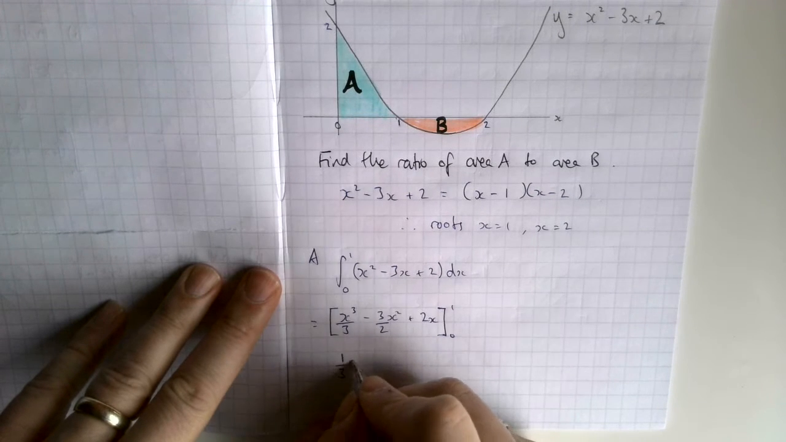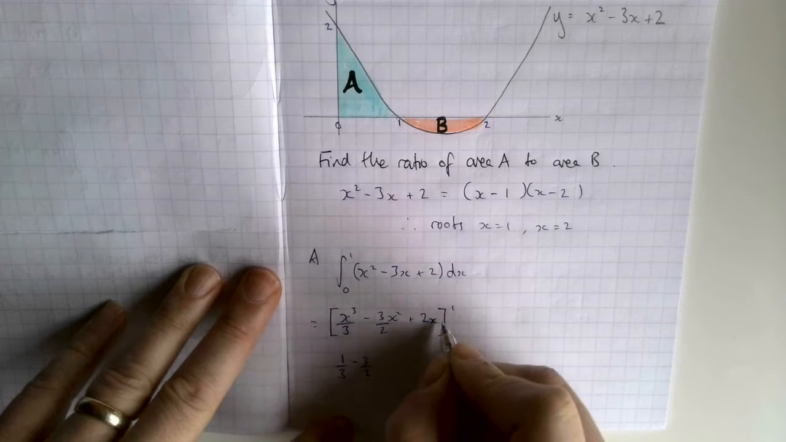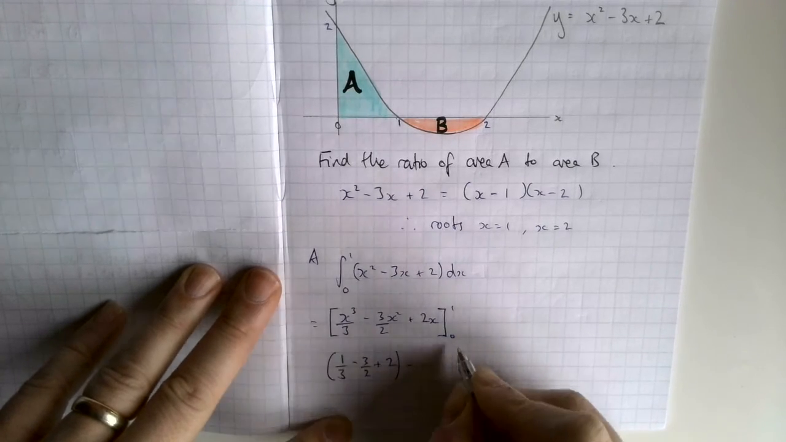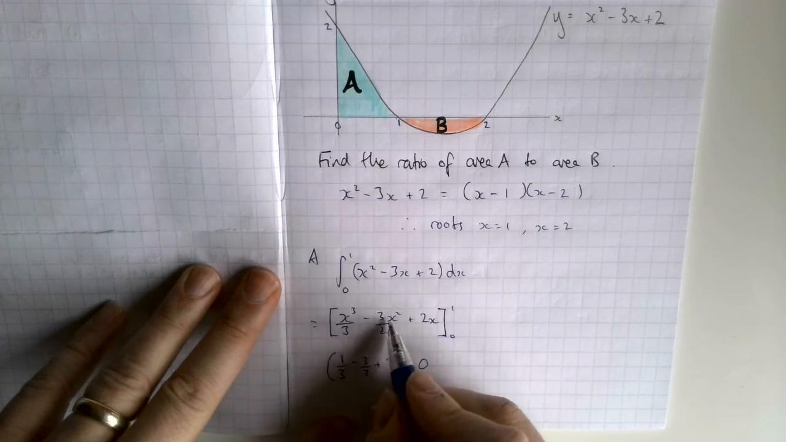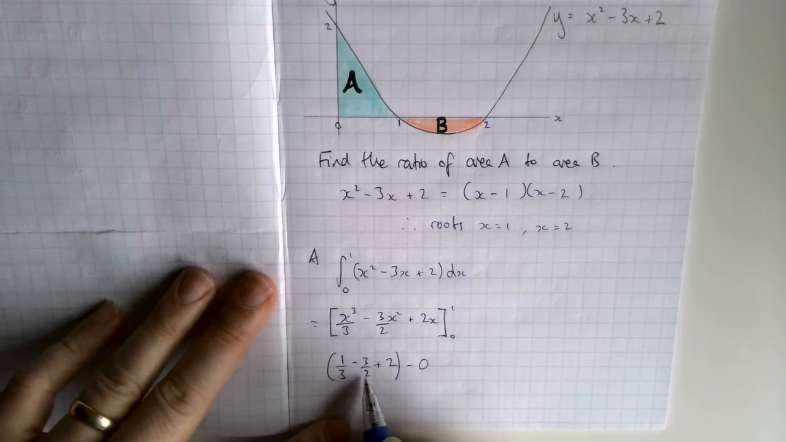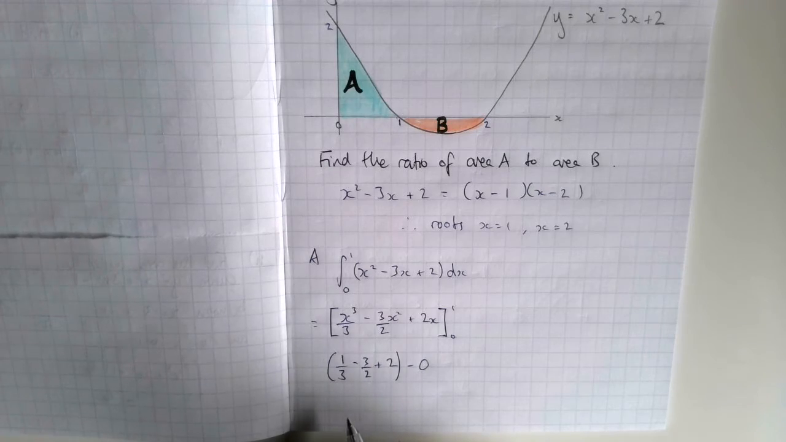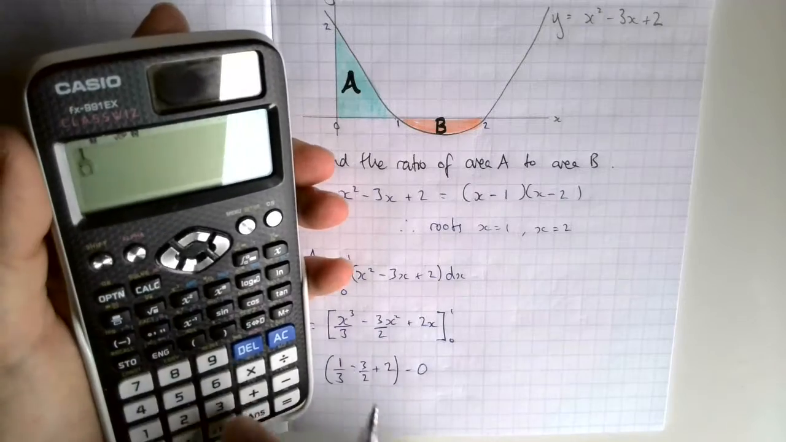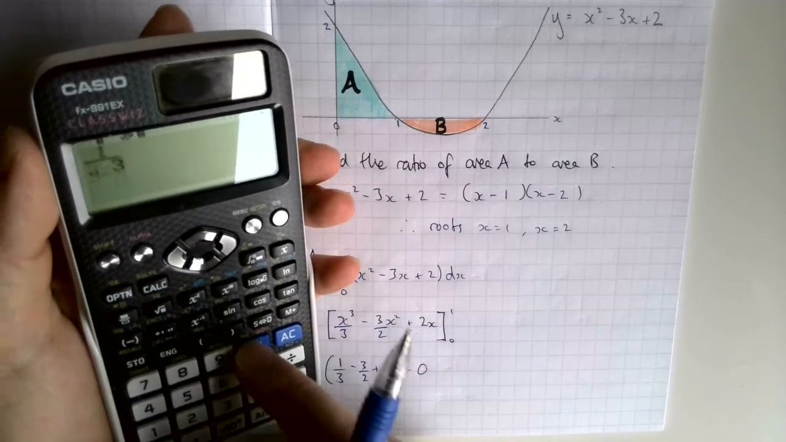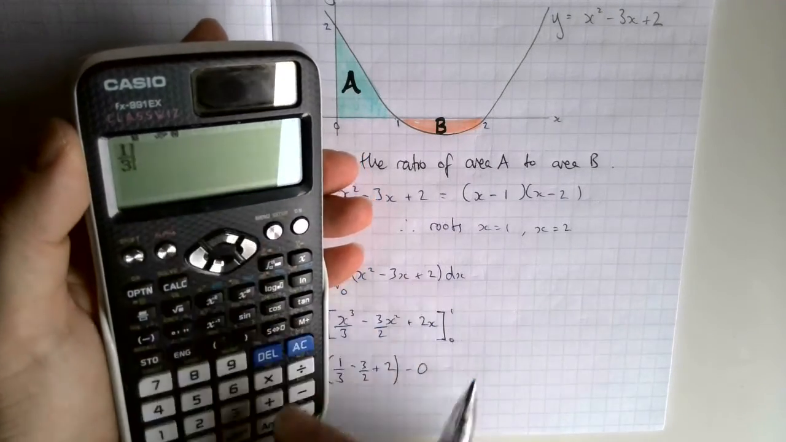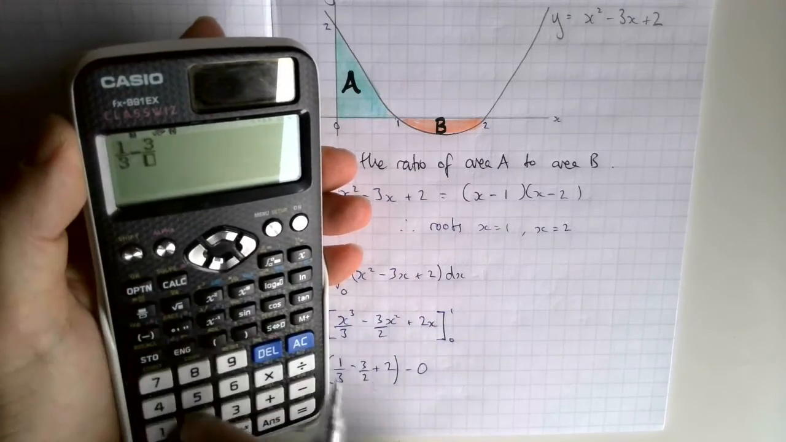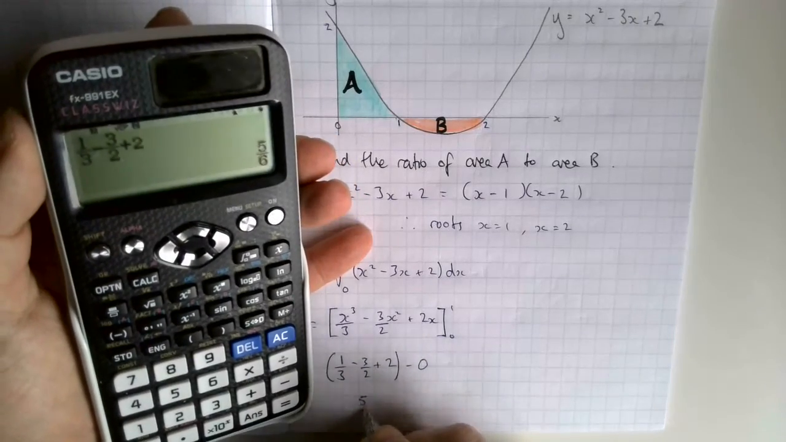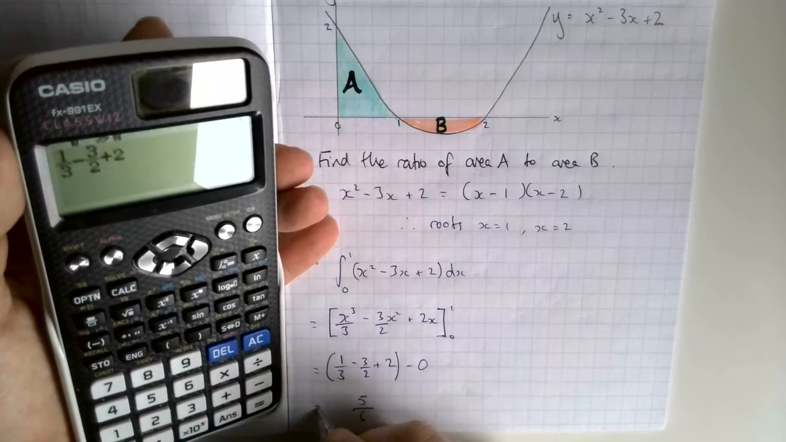So minus 3/2 plus 2, and then minus, when you put 0 in, 0, 0, 0. So 1/3, take off 3/2 plus 2. Minus 3/2 plus 2. This bit is 5/6. So the area of A is 5/6.